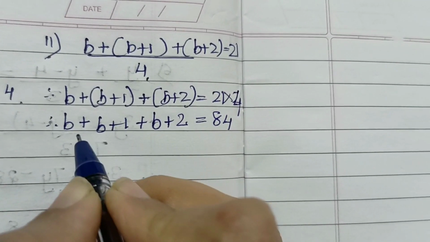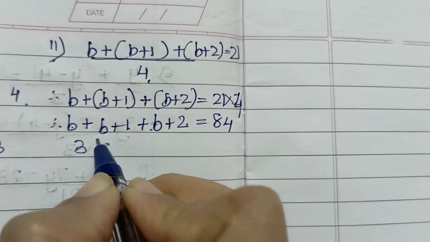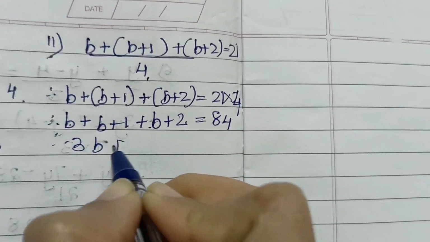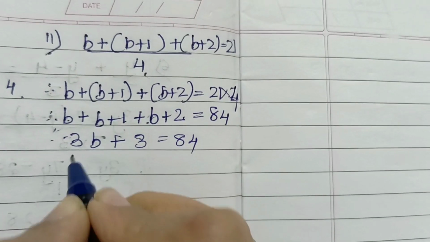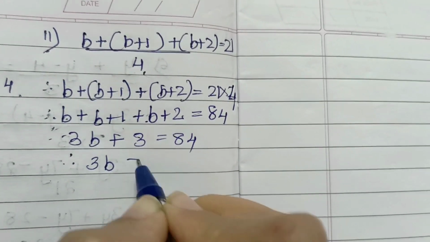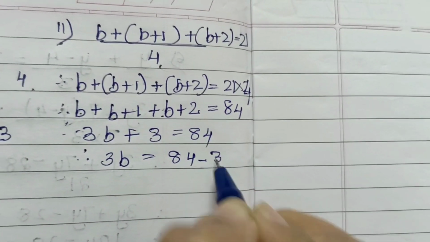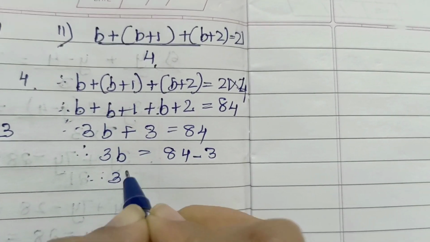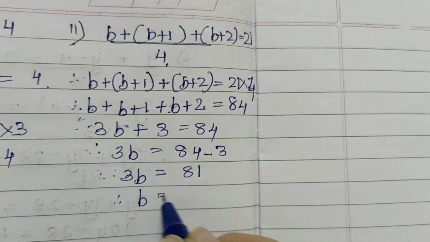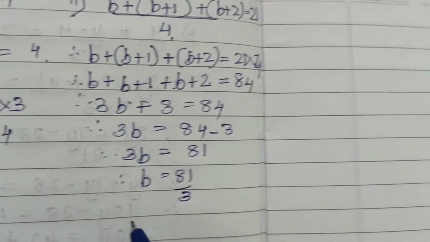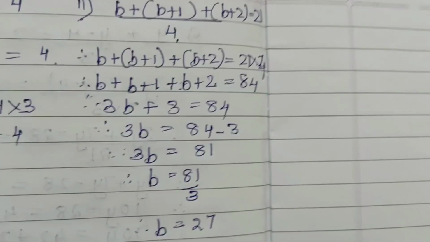Now we'll add all the variables. So b plus b plus b will give us 3b, since there are 3 b's. And 2 plus 1 will give us 3. Now we'll keep the variable term over here, and this 3, if we bring it towards this side, it will be minus 3. So therefore 3b is equal to 81. So therefore b is equal to 81 divided by 3. So therefore b is equal to 27.